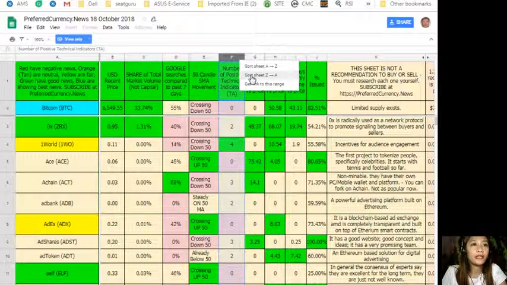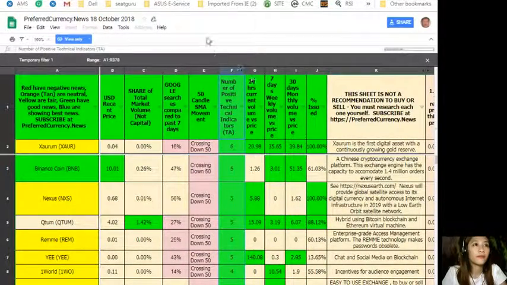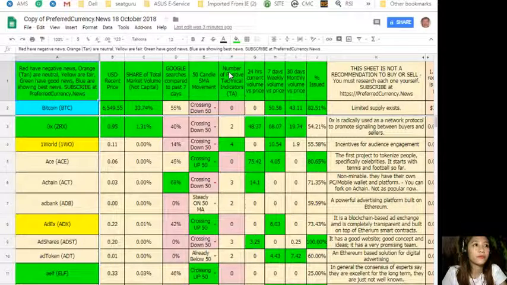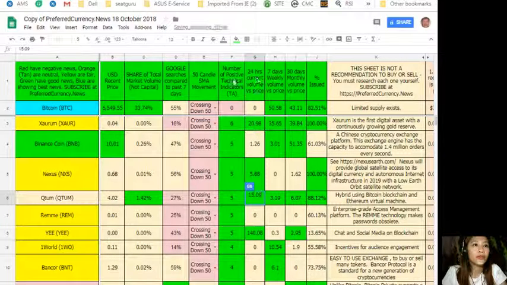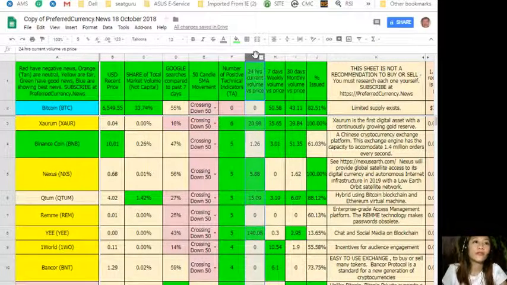Then sort sheet A to Z. There. So let's go here. See here. So I click this one and sort sheet Z to A. There. So number of positive indicators, we have 6 for Zyrum, 5 for Binance coin, 5 for Nexus coin, 5 for Qtum, and so on and so forth. Now the next column we have is 24 hours current volume versus price. Then H is for 7 days week volume price. Then column I, we have 30 days and so on and so forth.